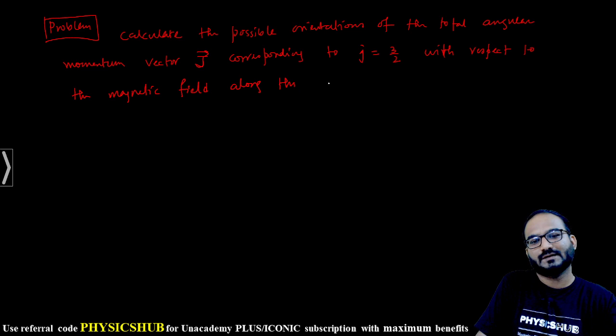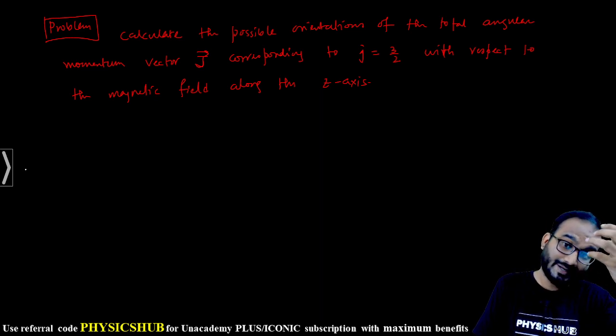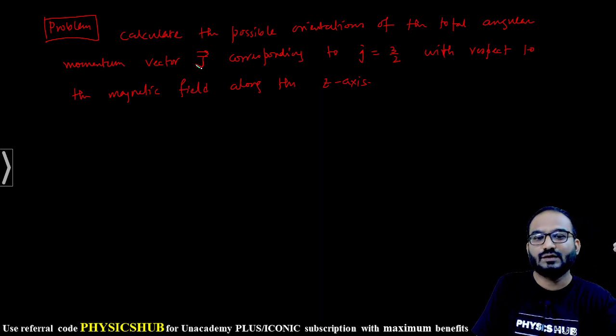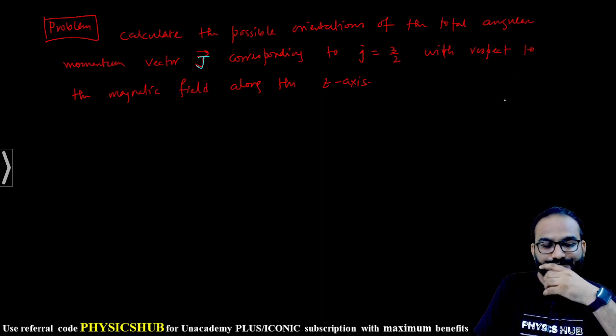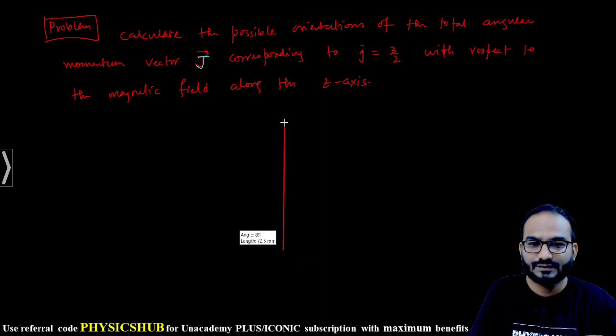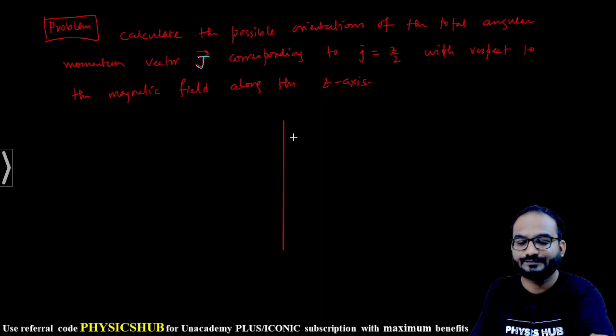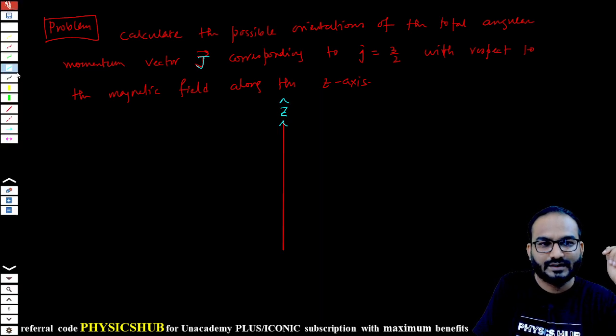So as I told you earlier also, whenever there is no magnetic field, the J was remaining conserved in magnitude and direction. Now as there is some applied magnetic field, then it will not remain conserved. Okay, so let's consider this is your Z cap direction.